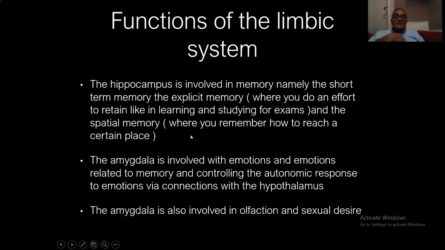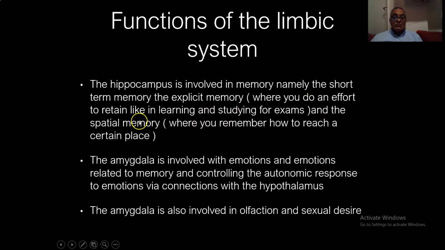Functions of the limbic system. We all know the hippocampus is involved in memory, namely the short-term memory, what we call the explicit memory. What is the explicit memory? There is explicit and implicit. It's not our subject today, but the explicit memory is when you study, when you make an effort to retain, like in learning and studying for exams. For instance, you read the thing once and twice and three and four times so that you can retain it. You retain it through the hippocampus and the medial temporal lobe, which is the part concerned with memory.